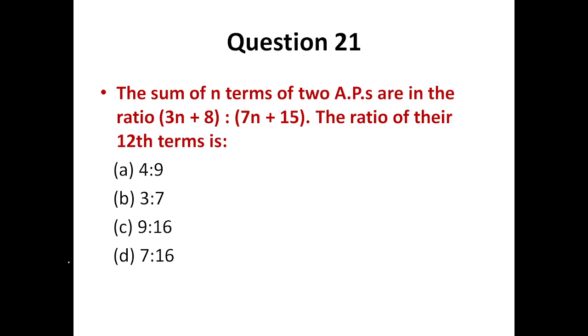It is given that the sum of n terms of two APs are in the ratio 3n plus 8 to 7n plus 15. So we have to find the ratio of their 12th terms.